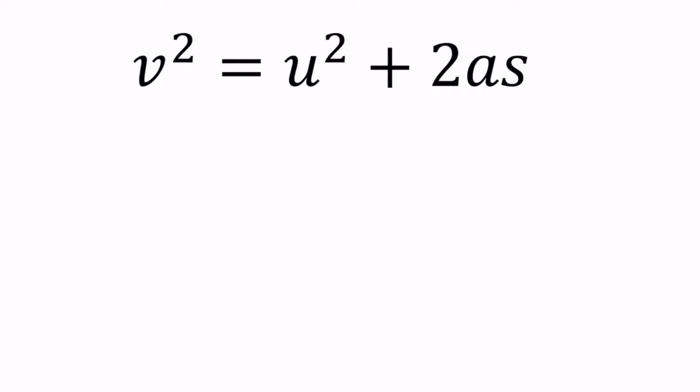This is one of the equations of motion. You might have come across it in physics. You should have come across it in further maths if you've done that. V squared equals u squared plus 2as. Now, an experiment that might use that equation is, let's try to find the acceleration of something that is falling.